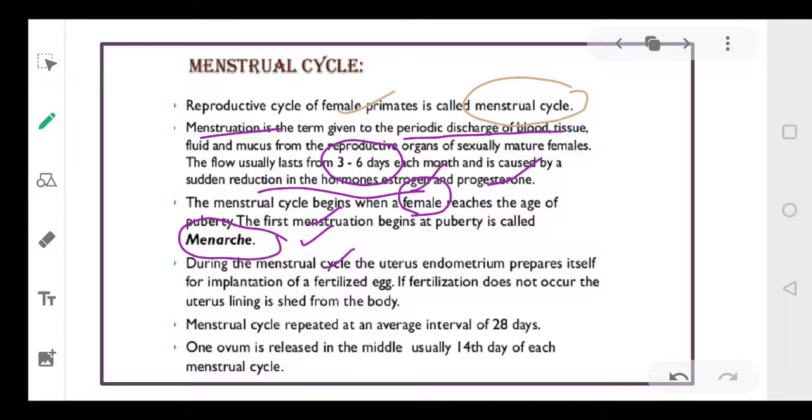And during the menstrual cycle, dear students, the endometrium of the uterus, I hope you remember that the uterus is surrounded by 3 layers, and the innermost layer is called the endometrium. This endometrium prepares itself every month to receive the zygote. And if there is no fertilization, then this uterus lining of the endometrium is shed in the form of a periodic bleeding. The menstrual cycle is repeated after every 28 days. Okay, after 28 days, it will be repeated. And the ovum will be released in the middle of the cycle, that is on the 14th day.